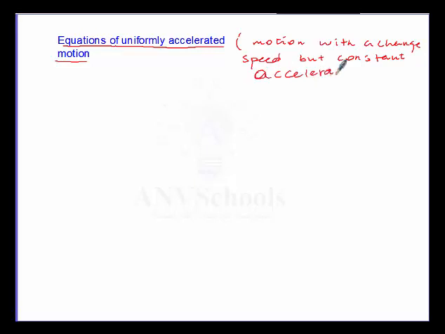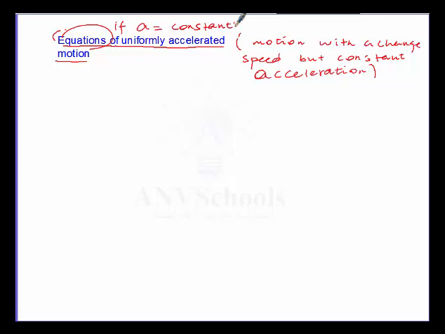In this case, the change is uniform. So the speed changes, but the rate of change is constant. For example, if a car is changing speed by 2 meters per second every second. So in this case, we will have equations that help us to solve different physics problems in which the value of acceleration is constant. So we use all these equations of uniformly accelerated motion if the value of acceleration remains constant, that is, motion with a constant acceleration.